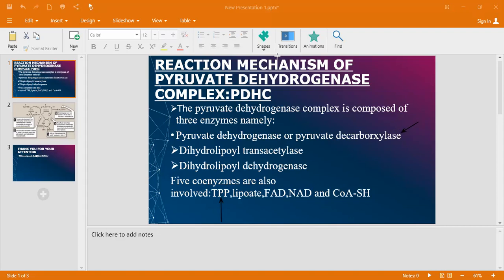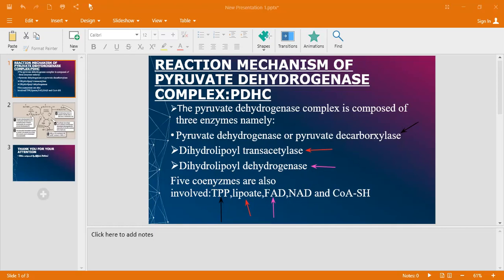So, let me use another color. Lipoate is linked to dihydrolipoyl transacetylase. Flavin adenine dinucleotide is linked to dihydrolipoyl dehydrogenase. First, understand that. Okay, then let's go to the reaction mechanism.